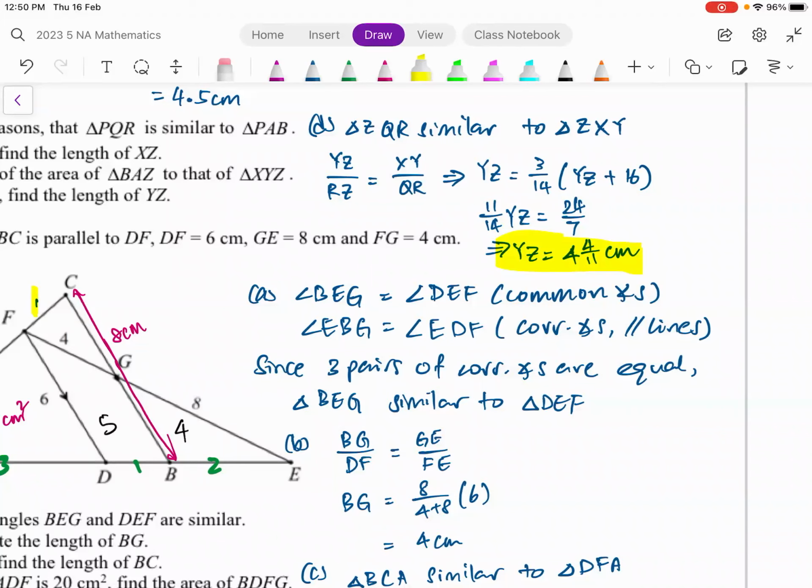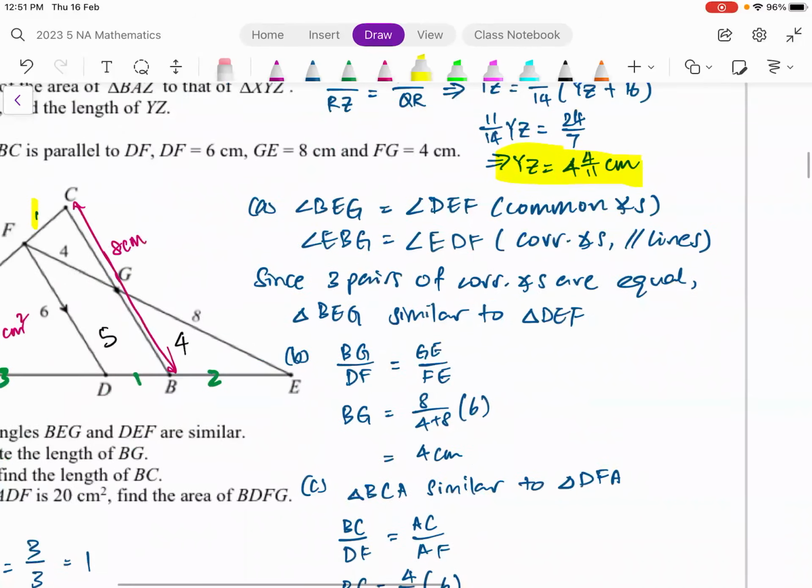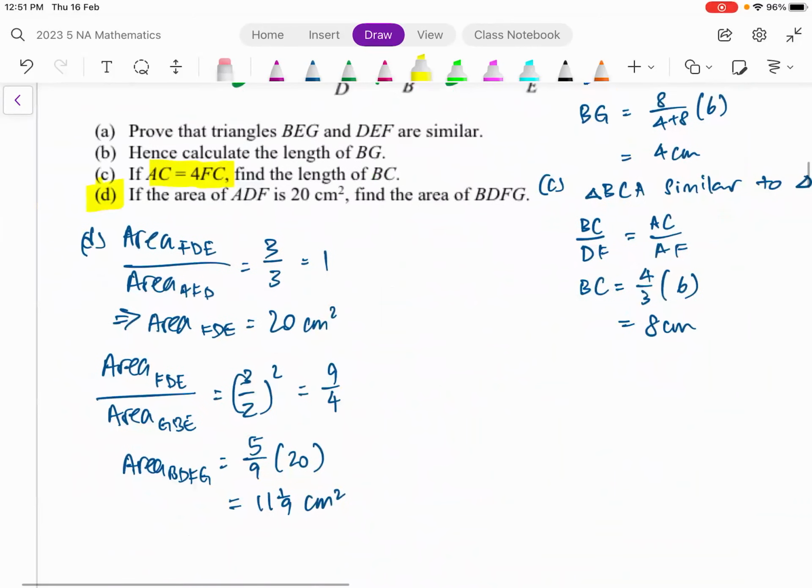So, given that this is 5 units out of 9 units, and the total is 20 square centimeters, the area of the trapezium must be 5 out of 9 times 20. The first portion was just to prove that those two big triangles have the same base with the same common height, so their areas must be the same, 20.